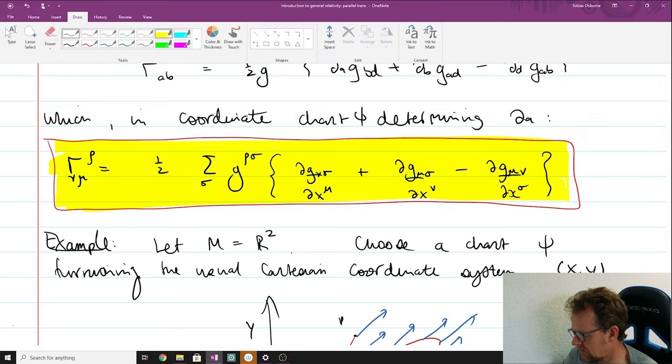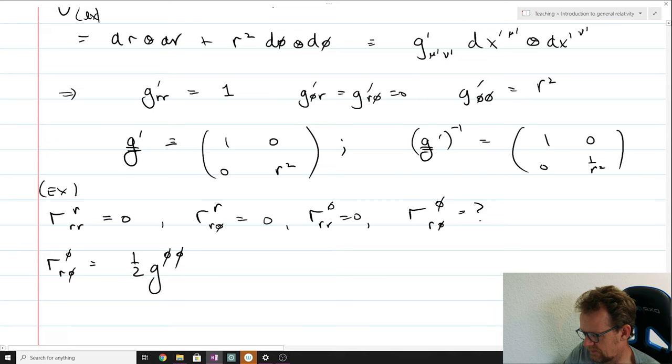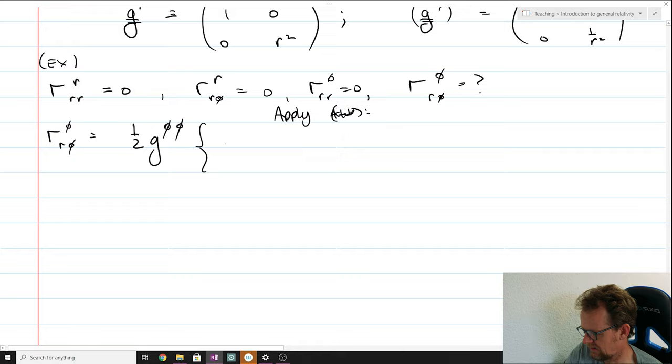And maybe we call this triple star. You see that I got this sum over sigma here, but because the metric's diagonal, that sum over sigma is going to vanish. We just have one term. So we apply triple star here, and we just substitute for all these coordinates and the corresponding components of the metric.